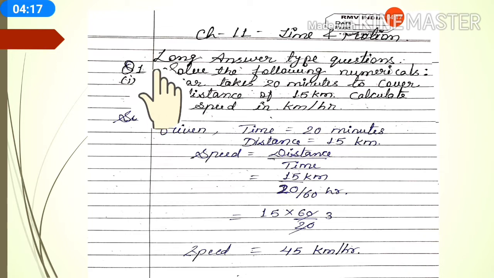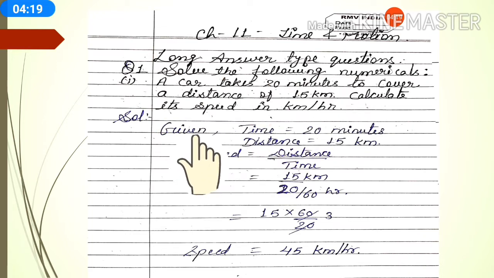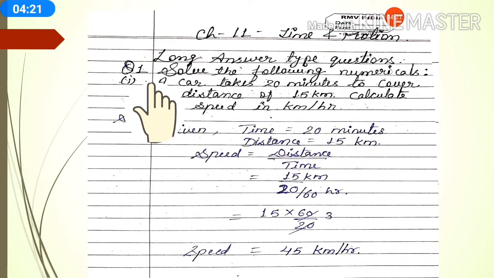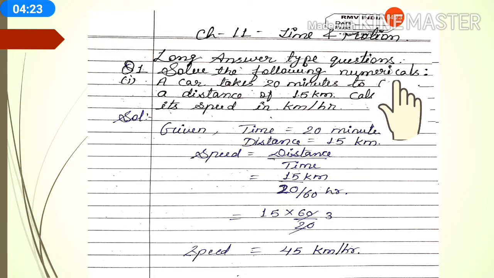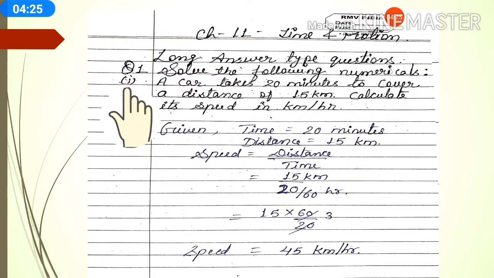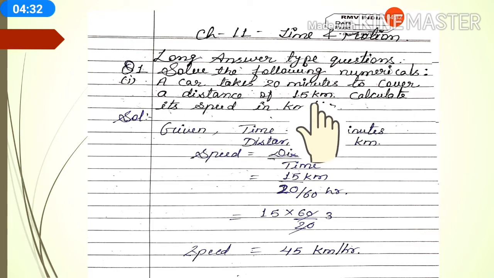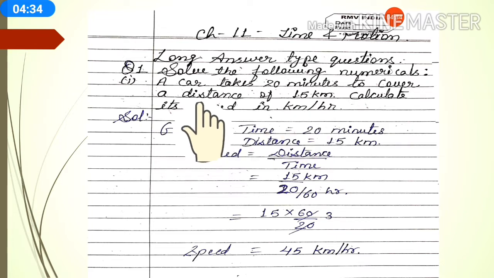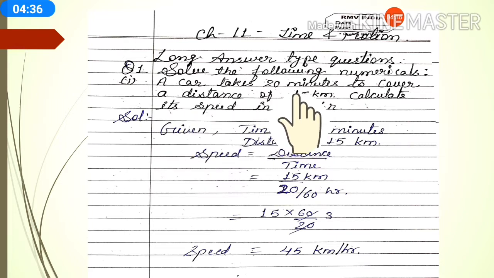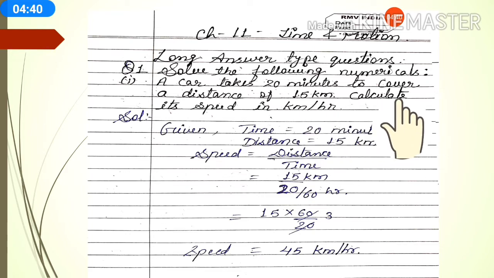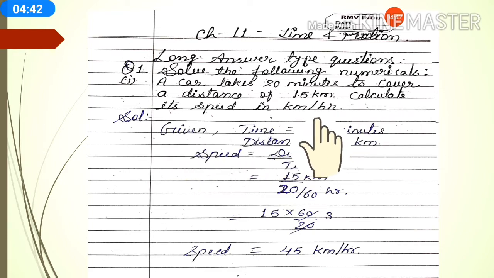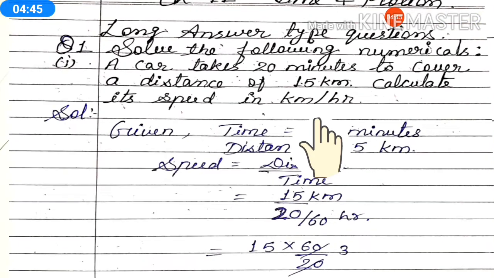Now in long answer questions, question 1 is given: solve the following numericals. First numerical: a car takes 20 minutes to cover a distance of 15 km. The car's time is given as 20 minutes and the distance is given as 15 km. Calculate its speed in km per hour. We have to find the speed in km per hour.